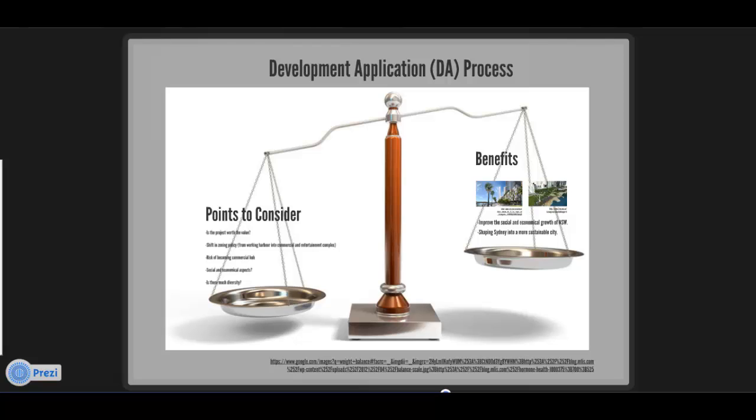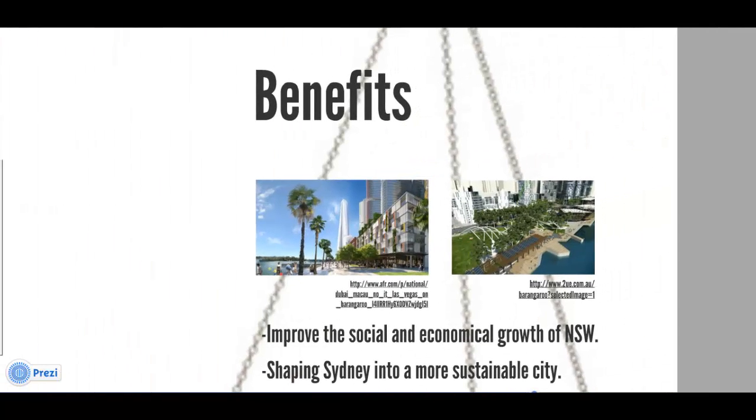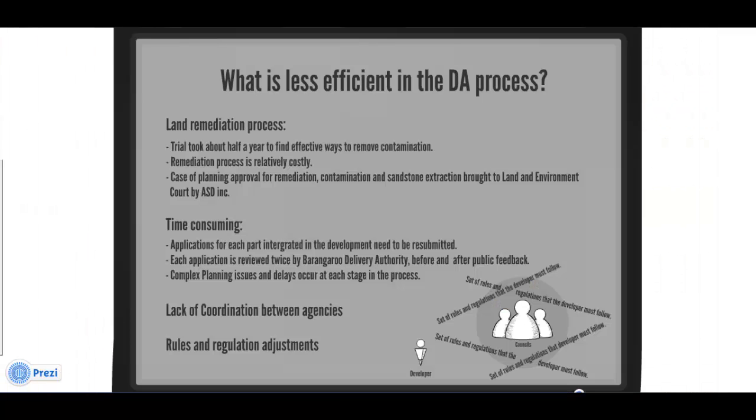However, the council needs to weigh the benefits over the risk or vice versa. Here are some of the considerations. And here are some of the benefits. Now, we're going to look at the parts in the DA process that are less efficient.